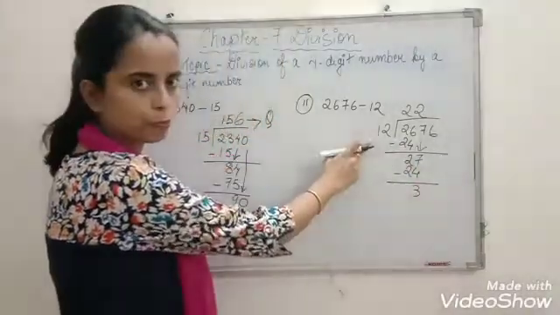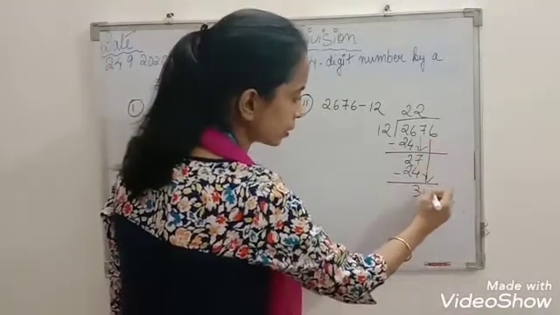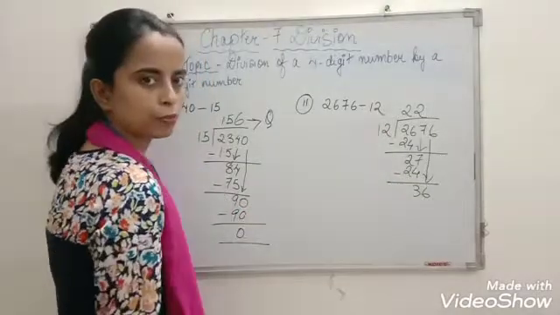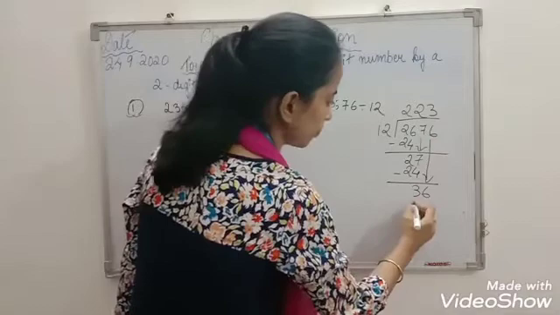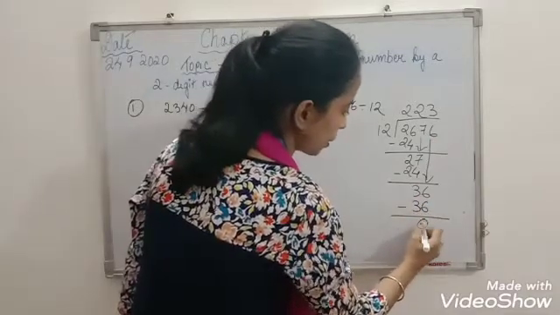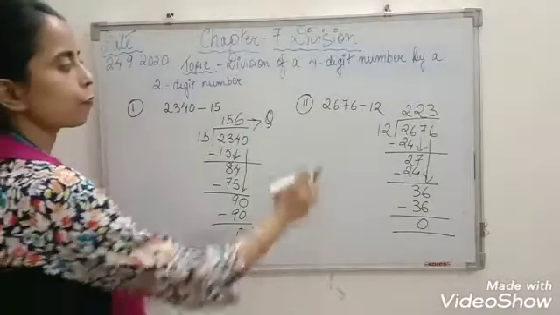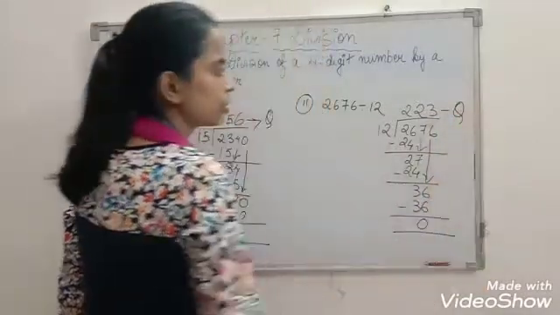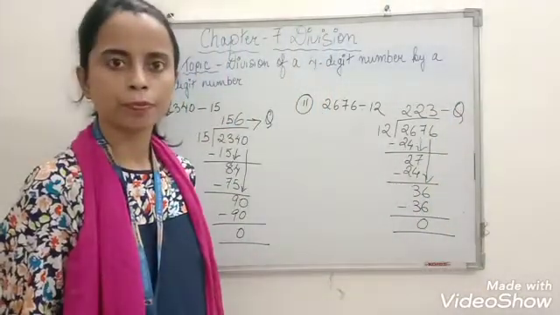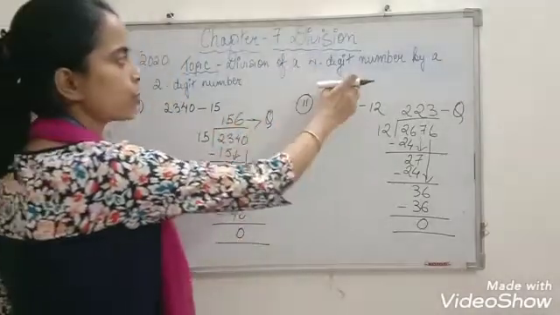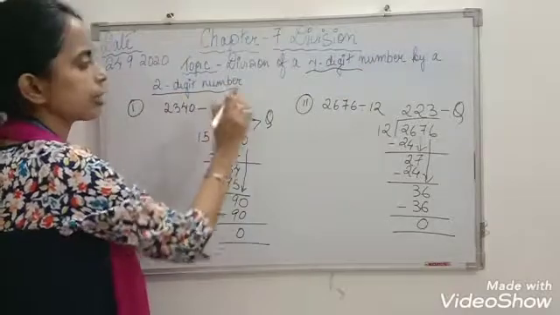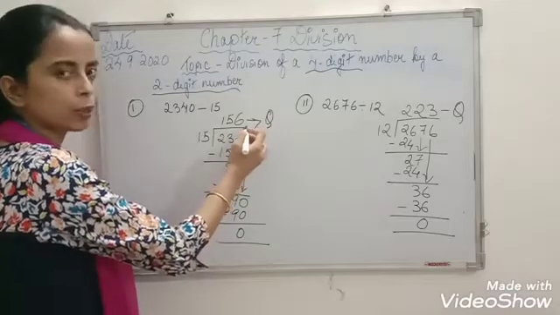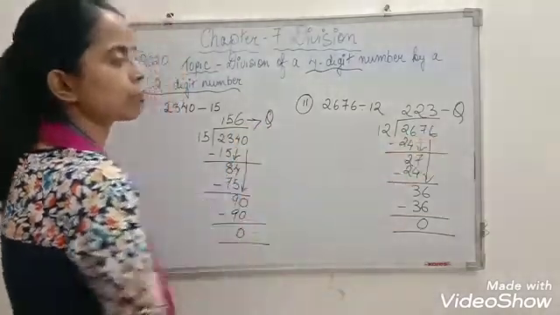So 3 is smaller than 12. So we will bring down the next number, 6, to make it bigger so that we can divide. So 36 divided by 12, that's 3. So remainder what comes? 0. So if we divide 2676 by 12, how much quotient do we get? 223. So this is how you have to do division of a 4-digit number by a 2-digit number. So the first question, quotient is 156. Second one, 223.